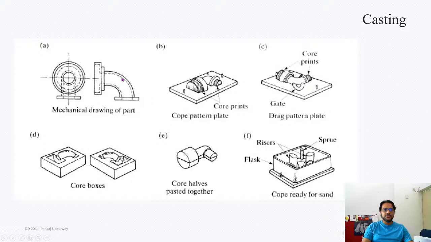the dotted lines show is that internally this part is hollow. Okay, so you have this kind of a right angle turn, but internally it is connected. So how do you get this? So the way to get this is using something called a core.